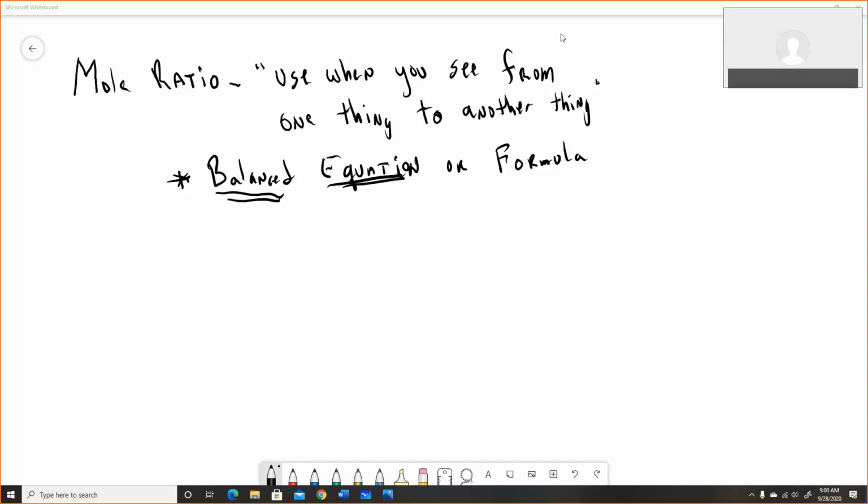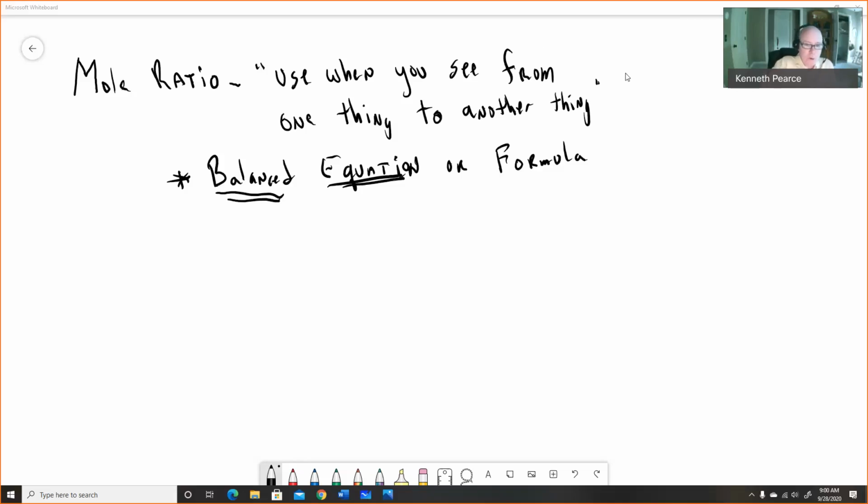Now we have something called a mole ratio. And a mole ratio, just like our other quantities from this chapter, has a checklist or keywords that we're looking for to tell us when to use it. For a mole ratio, we use it when you see yourself going from one thing to another thing. Okay, and we're going to get that mole ratio from either a balanced equation, usually, or we can also get it from a formula.